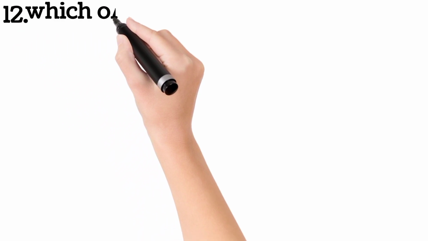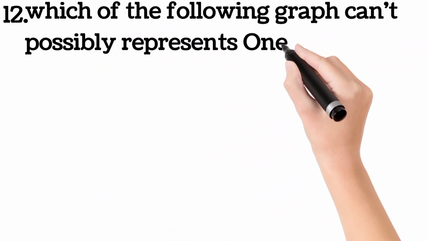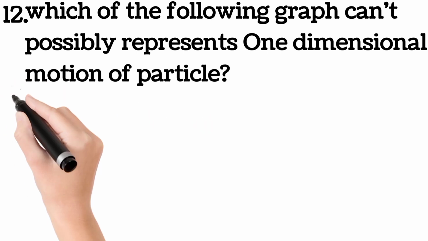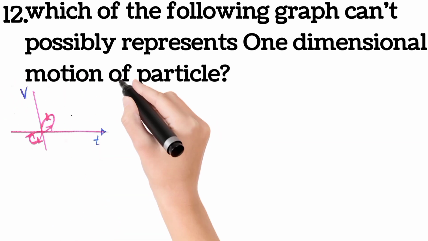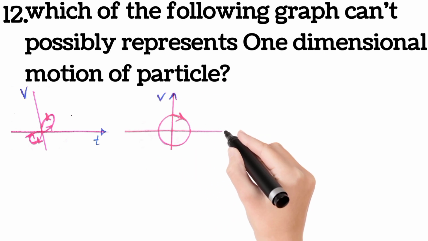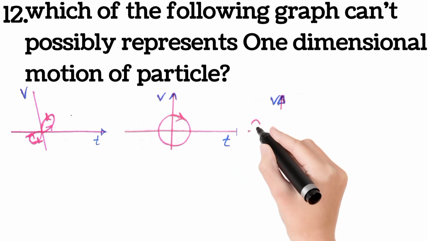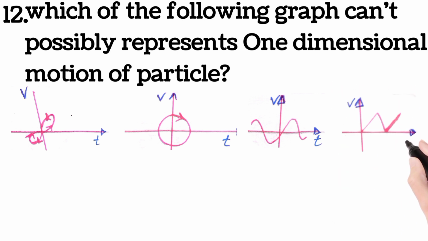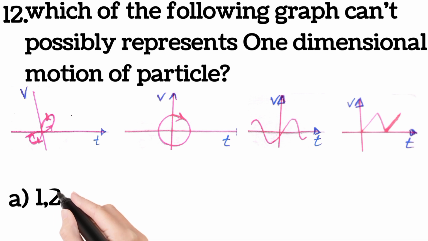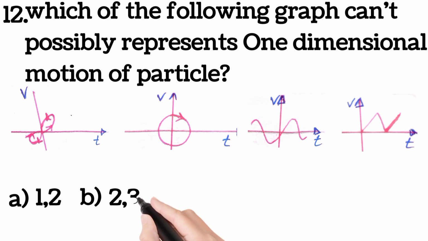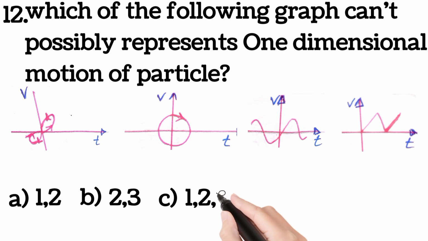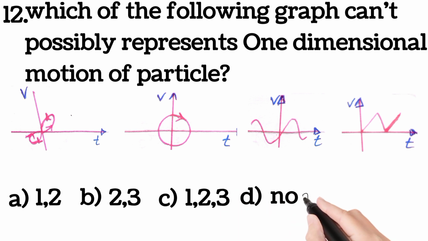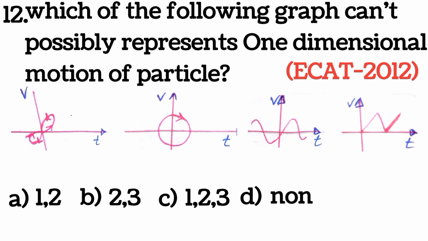12th MCQ: Which of the following graphs cannot possibly represent one-dimensional motion of a particle? Here are different VT graphs for an object. The question is which graph does not possibly represent one-dimensional motion. If we observe the second graph, here is a VT graph where the particle is moving on a circle, which is a two-dimensional motion. And the third graph, a sinusoidal curve, also represents two-dimensional motion. The MCQ was asked in the competitive exam ECAT 2012. Correct option is B, second and third graph.